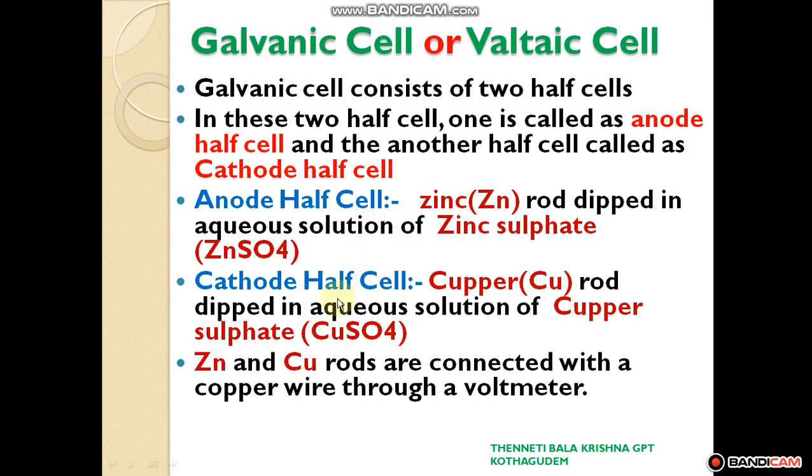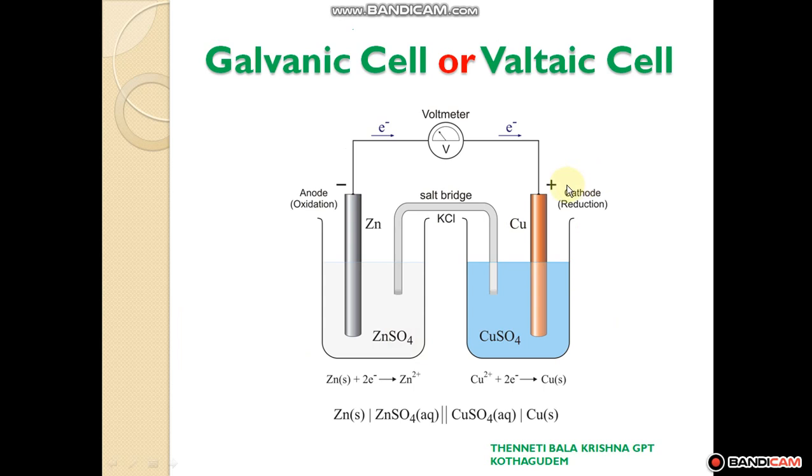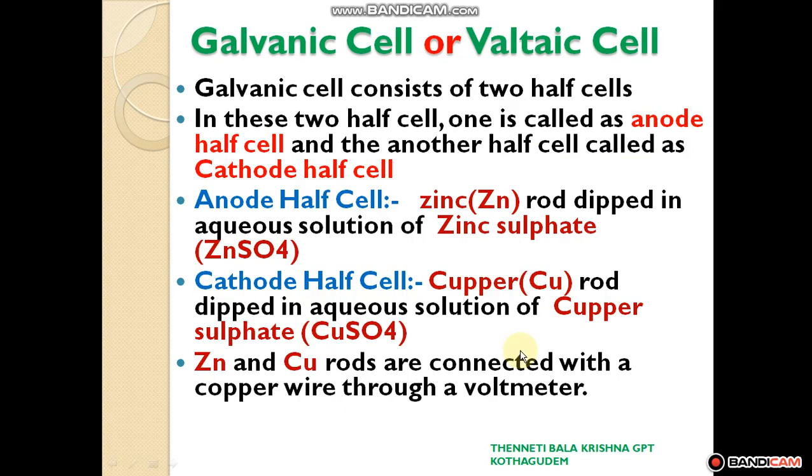Come to the second half cell. In the second half cell, a copper rod is dipped in aqueous copper sulfate solution. In this half cell, the copper metal rod is dipped in aqueous copper sulfate solution. Is it clear? It consists of two half cells. In the first half cell, zinc rod is dipped in zinc sulfate solution. In the second half cell, the copper rod is dipped in copper sulfate solution.